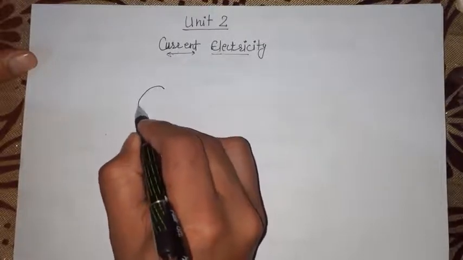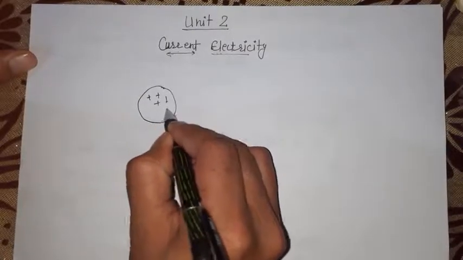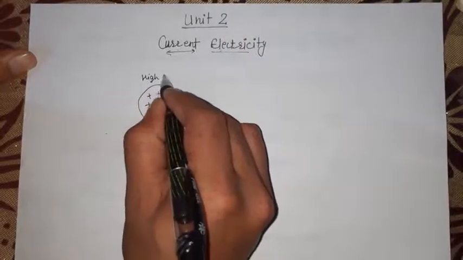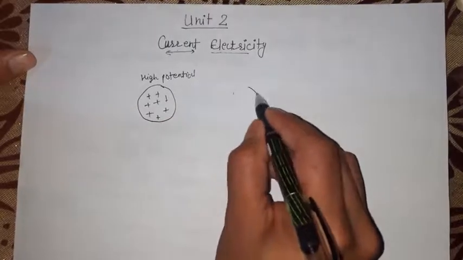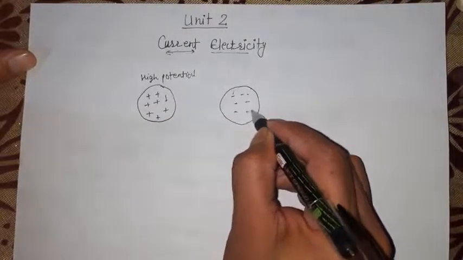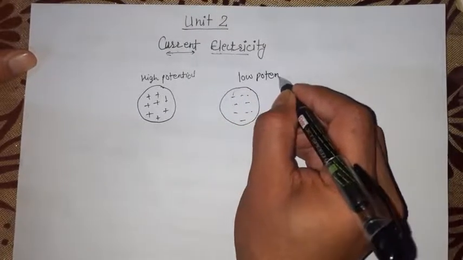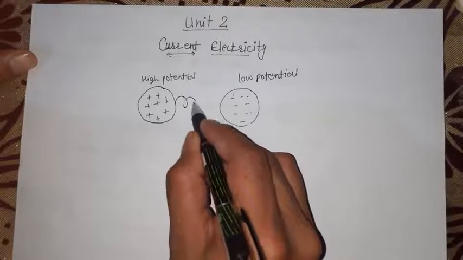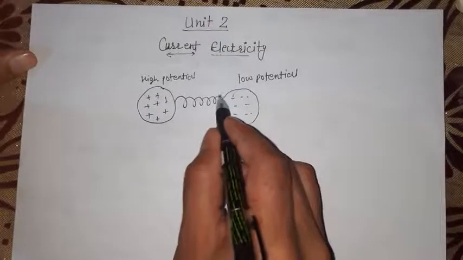There we said that a body which has a positive charge is at a high potential, while a body which has a negative charge is at a low potential. And when we connect these two bodies with the help of a conductor, there is a flow of charge.